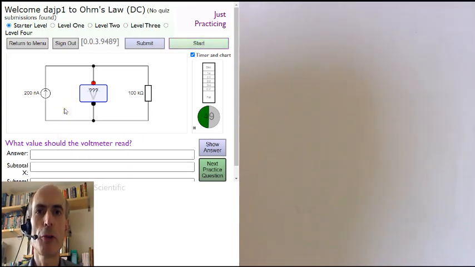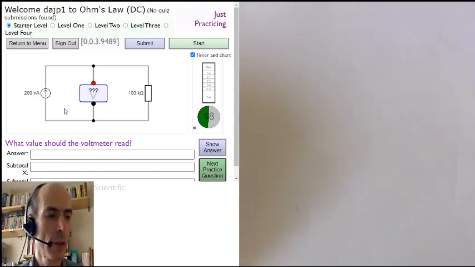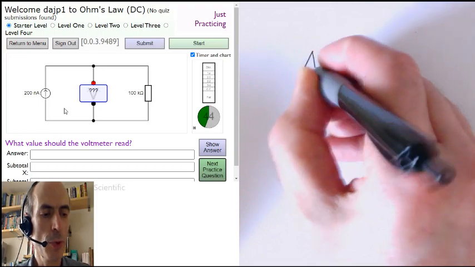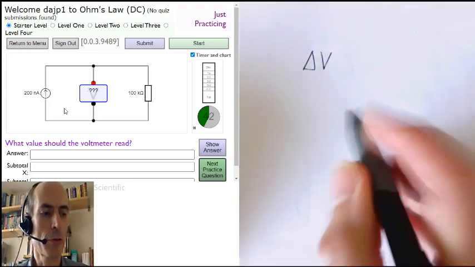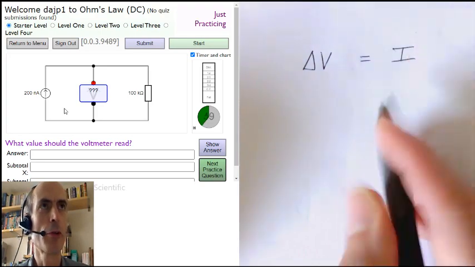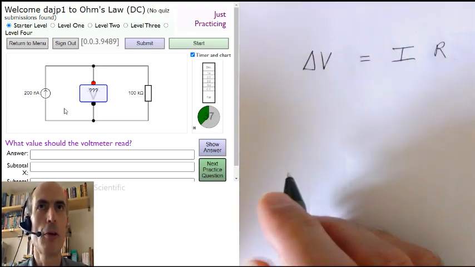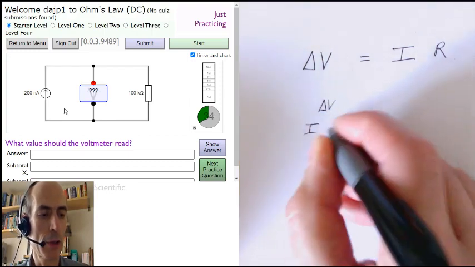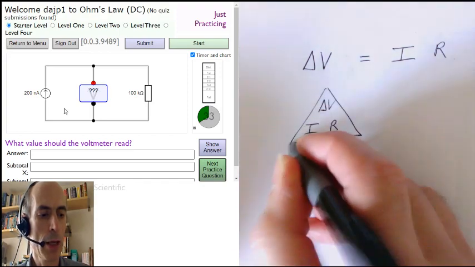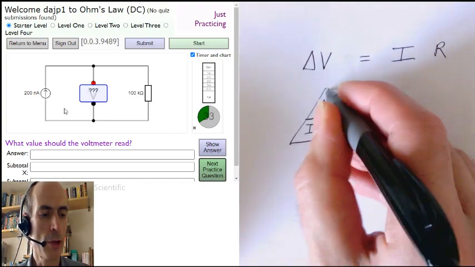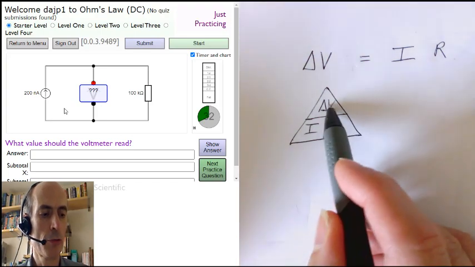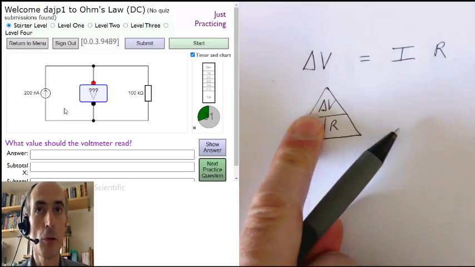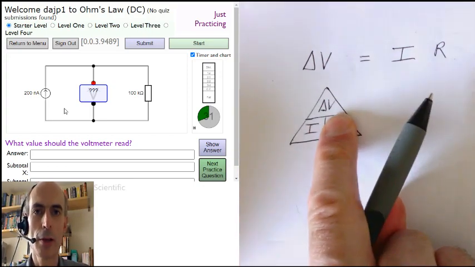Some of you I know will have come across Ohm's law before. In very simple terms, Ohm's law says that the difference between the voltages on either side of a resistor is equal to the current flowing through the resistor times the value of the resistance. Some people put those things in a triangle like this. It helps them to remember how to use the different versions of Ohm's law. Delta V is I times R. I is delta V over R, or R is delta V over I.